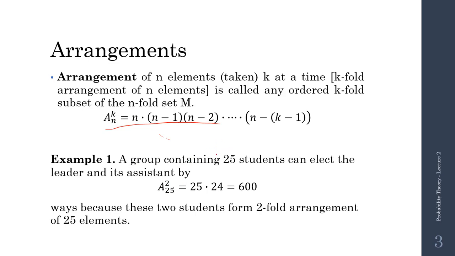Here the n, the number of students, is 25, as you may see from here, and then next one, n minus 1, 24, which will also be the last term for our exercise, because for leader and his assistant we have to take 2 students out of 25, which means 2 minus 1, 1. So we have to stop here for this exercise. 25 times 24, which is 600 ways.